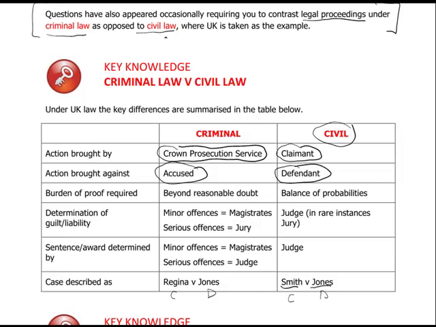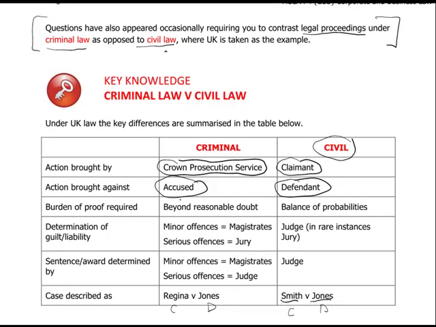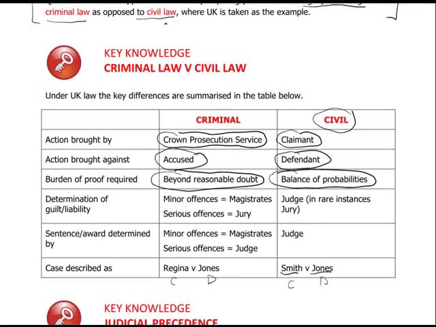Okay? Notice, however, also another difference is beyond reasonable doubt is far more onerous than the balance of probabilities. So in a civil case, it's less onerous to get a conviction. Depending on the serious nature of the case, will determine where it's heard. In a criminal case, in a civil case, it is always heard by a judge.